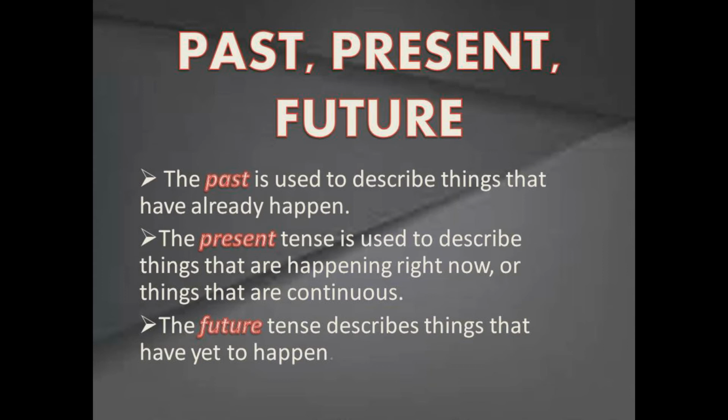The present tense is used to describe things that are happening right now, or things that are continuous, like what I am doing right now. It is the present time wherein I am talking to you guys. The next is the future. Future tense is used to describe things that have yet to happen, or things that we want to happen, the things that we want to achieve. That's how future tense works.